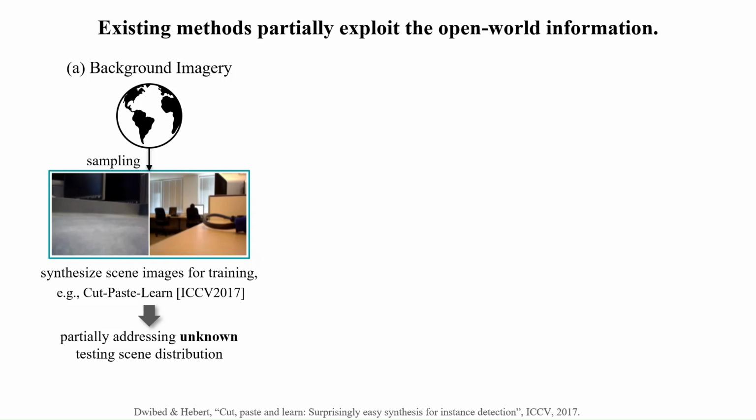Existing methods exploit the open-world information to different degrees. An early method, cut-paste-learn, collects random background images from the open world to model diverse testing scenes, cuts instances from the visual references and pastes them on these background images to construct synthetic training data. This approach partially addressed the unknown testing scene distribution.